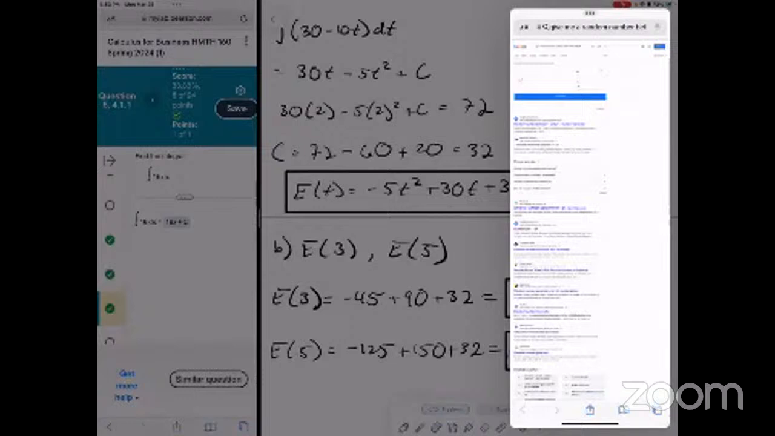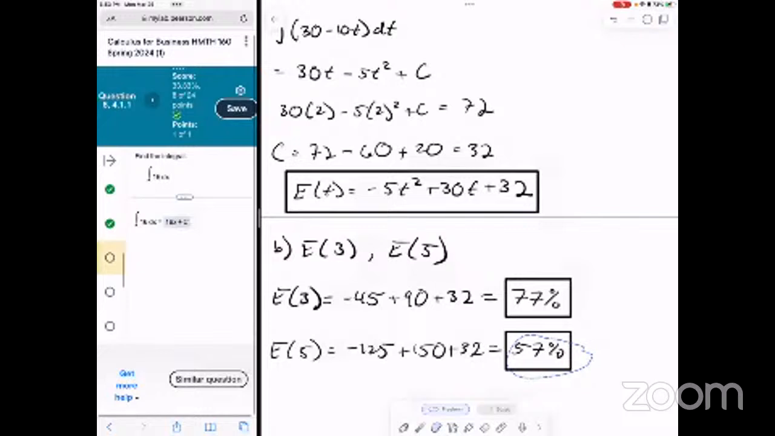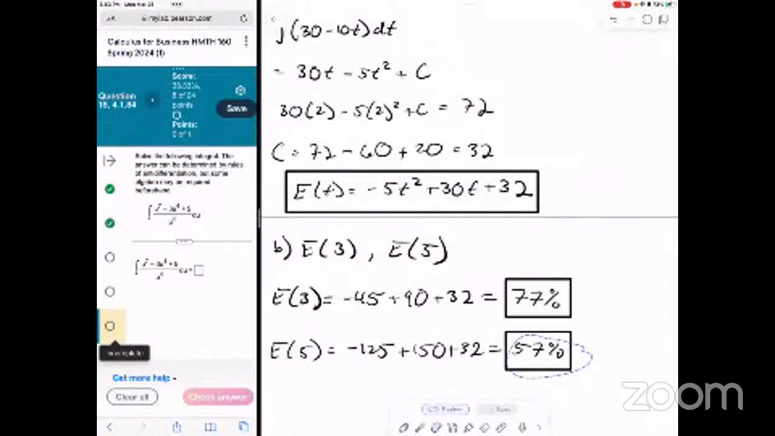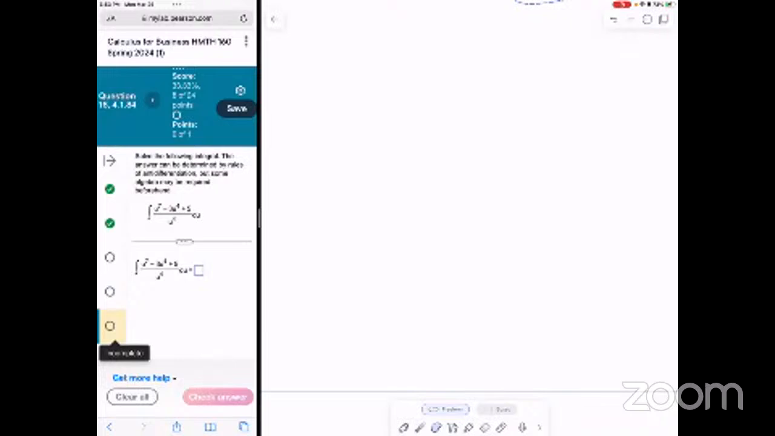Let's look at question 16. That's 14, 15, 16. Solve. The answer can be determined by rules of antidifferentiation, but some algebra may be required beforehand. So this is question 16. This comes from section 4.1, question 84.